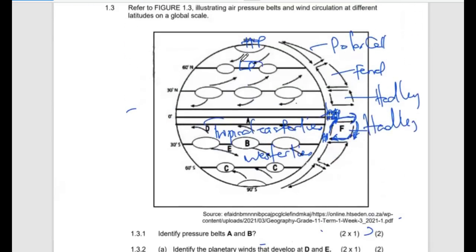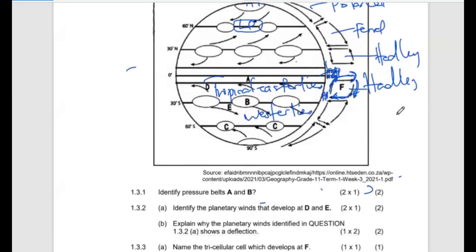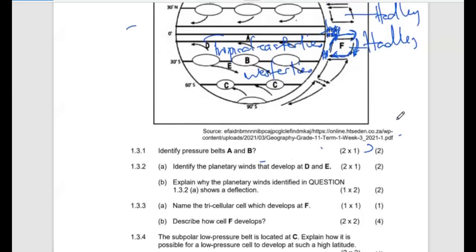This is a low pressure. Why is it possible to have a low pressure at high latitudes? We know that at high latitudes, mainly our pressure system is affected by the temperatures. We know that the temperatures are relatively lower in high latitudes. So why can we tend to have low pressure in that area of high latitude?